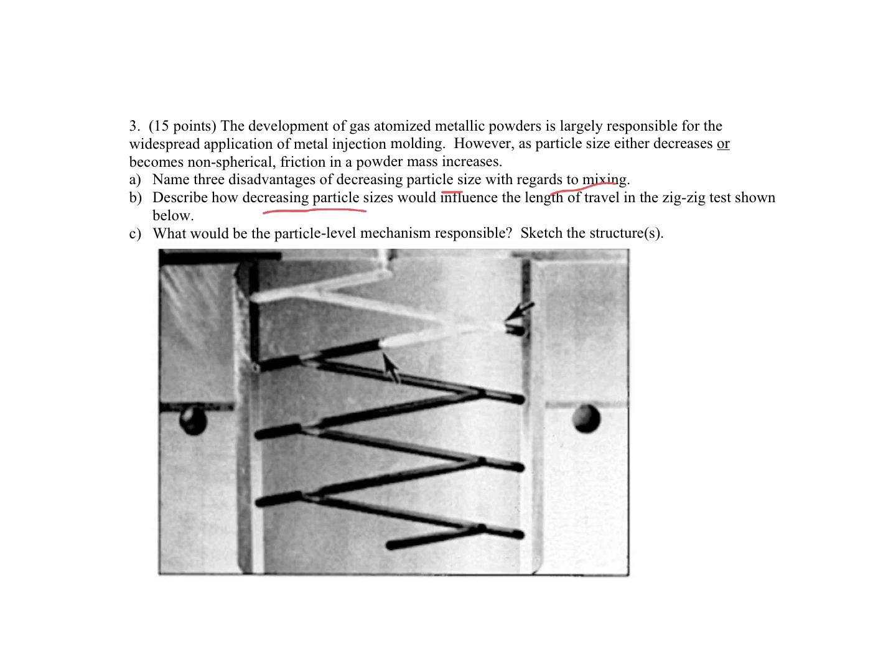Describe how decreasing particle size would influence the length of travel in the zigzag test shown below. So you guys need to know what this is, why we're doing it, why it's important, and then way down here when things stop, what would be the particle mechanism responsible? Sketch the structures that might exist at that choke point in this zigzag test.